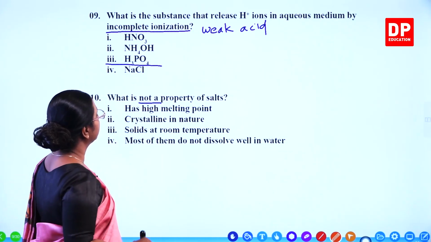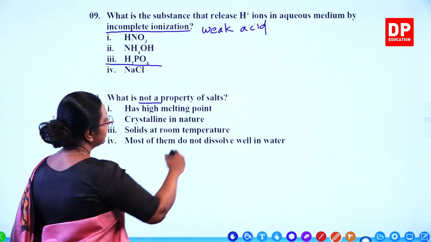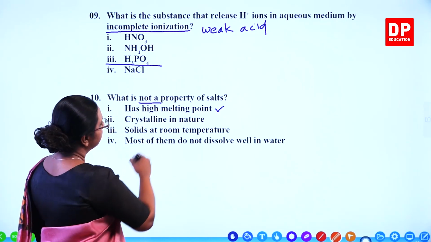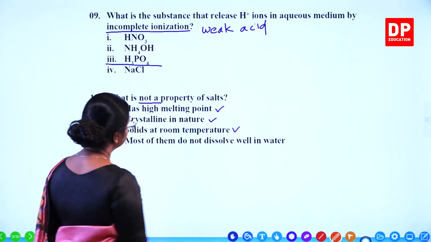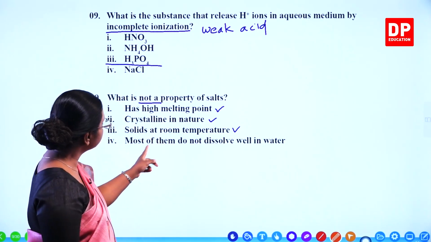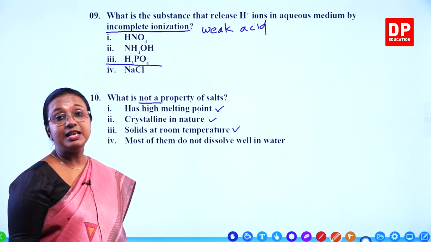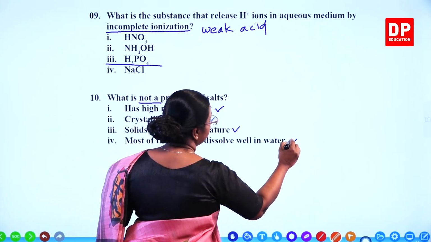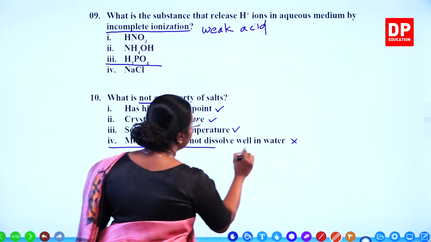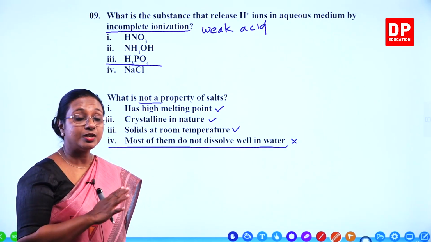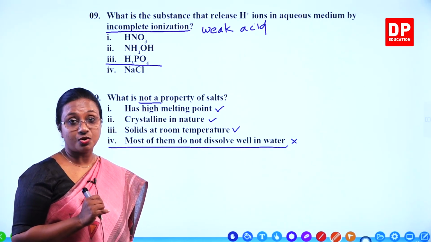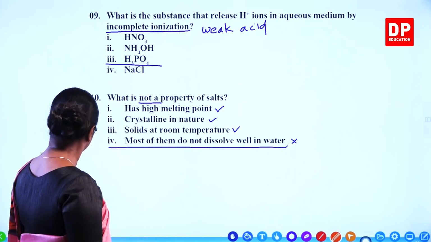Not a property of salt. It has a high melting point, correct. They are crystalline in nature, correct. They are solids at room temperature, that is also correct. Most of them do not dissolve well in water. That is of course wrong. Most of them dissolve well in water. That is what we discussed with salt. So those are the questions.